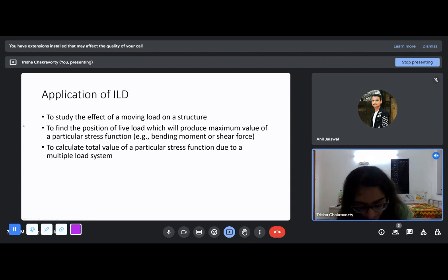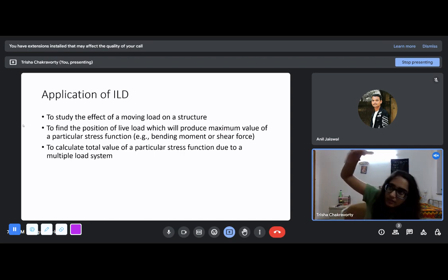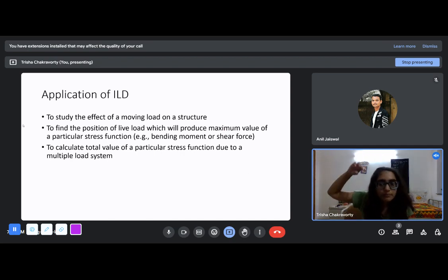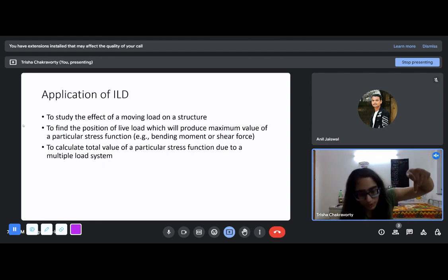That is how we have to design a structure. When we are designing a structure, we have to know the absolute maximum responses. We cannot just assume that the truck will always be at the midpoint or always be at the corner. We have to consider that the truck or any load can be in all positions, and at which position it will produce the maximum moment or the maximum shear force. According to that, we have to design the bridge and calculate the total value of a particular stress function due to a multiple load system. Like if there is one truck here, one truck there, a series of people walking, so a series of point loads.